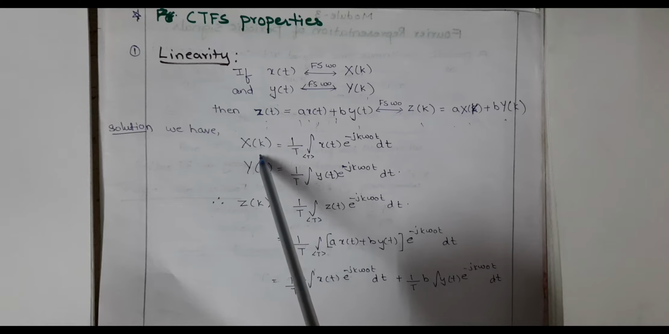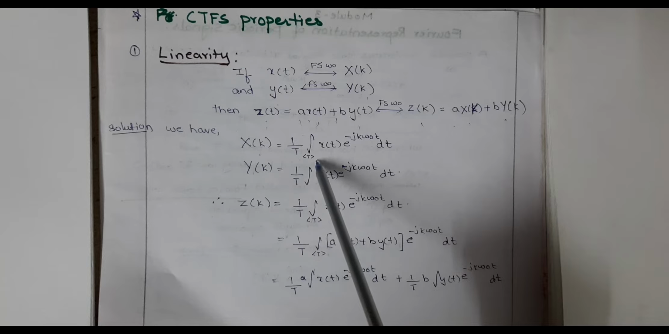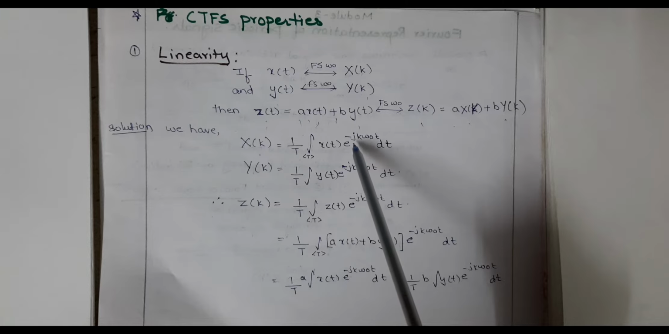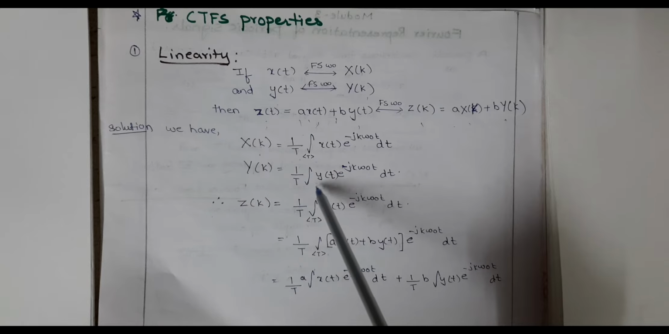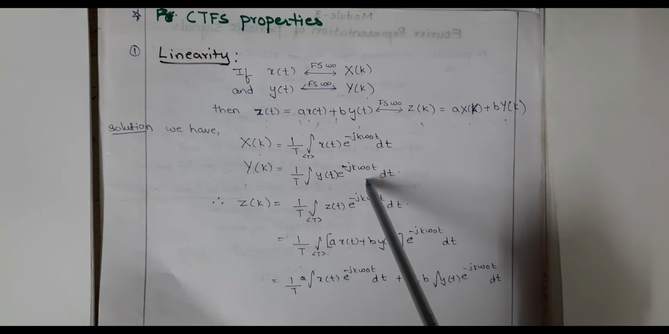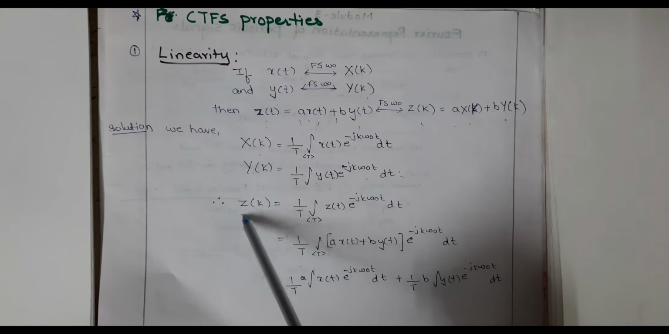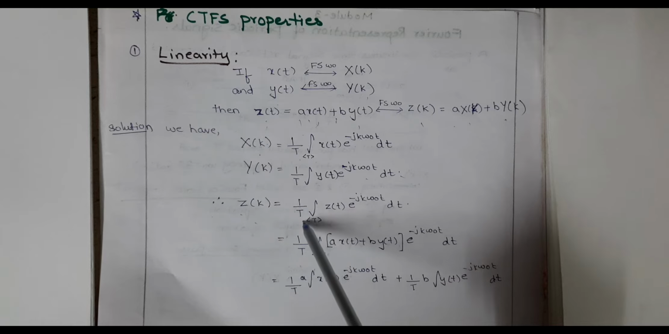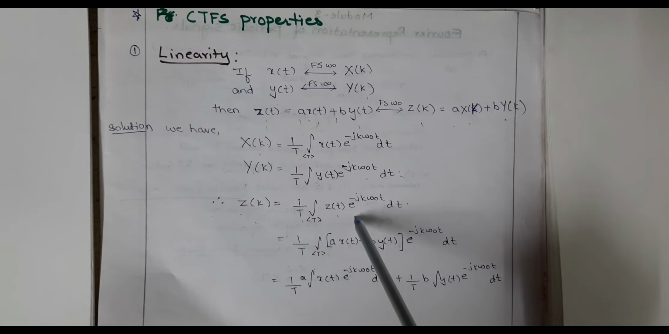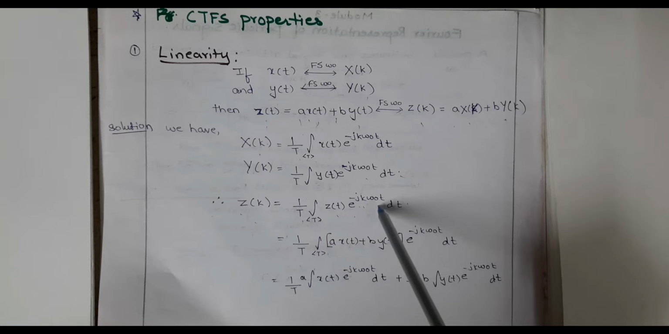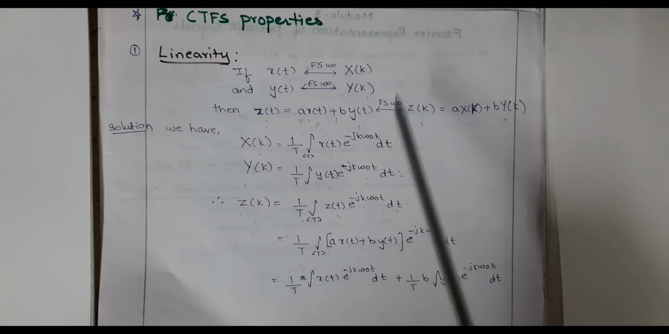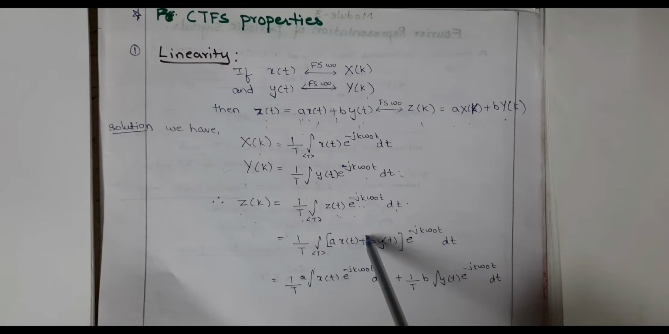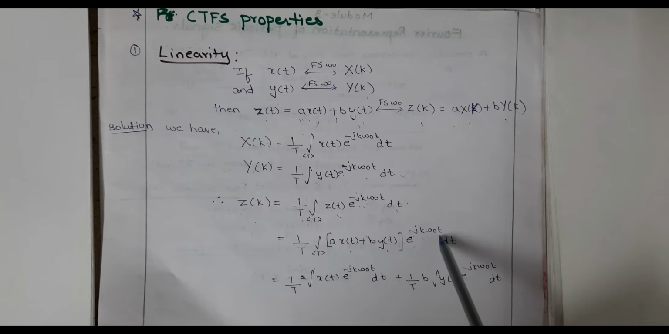We know the formula. First we have taken X[k] is equal to 1 by T integral over T of x(t) e^(-j k omega naught t) dt. Y[k] is equal to 1 by T integral y(t) e^(-j k omega naught t) dt. Similarly, in the same way, Z[k] will be 1 by T integration z(t) e^(-j k omega naught t) dt. But z(t) is nothing but a x(t) plus b y(t). So substituting here, we get a into x(t) plus b into y(t) times e^(-j k omega naught t) dt.